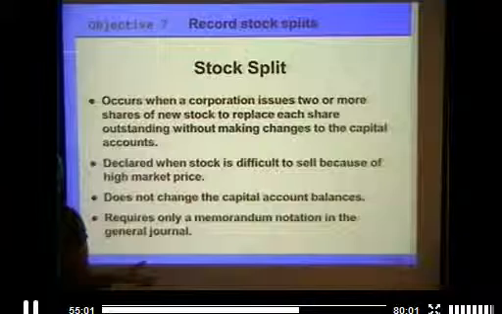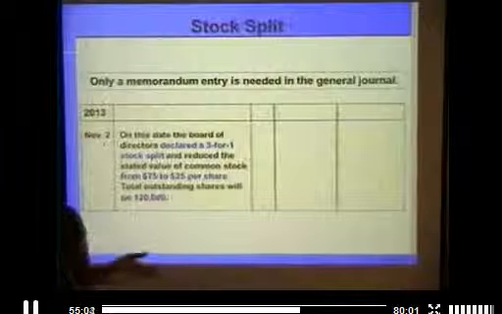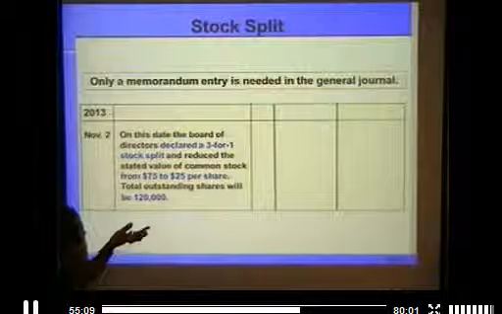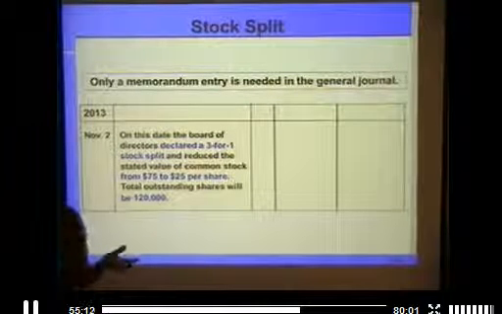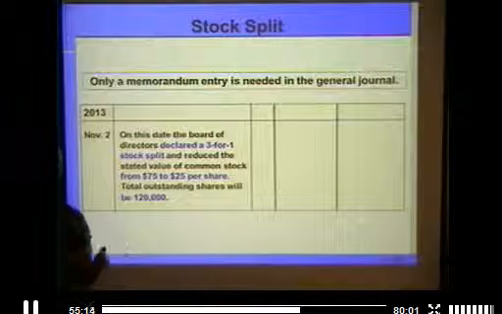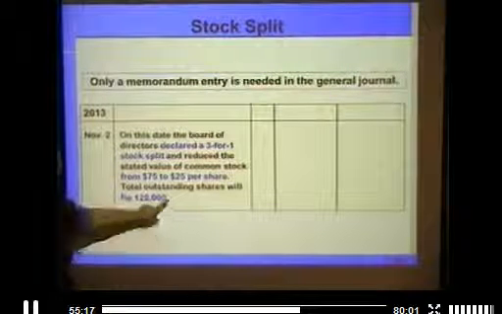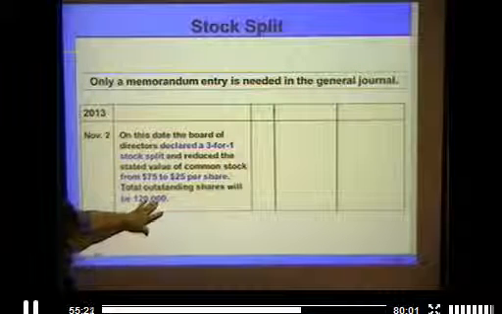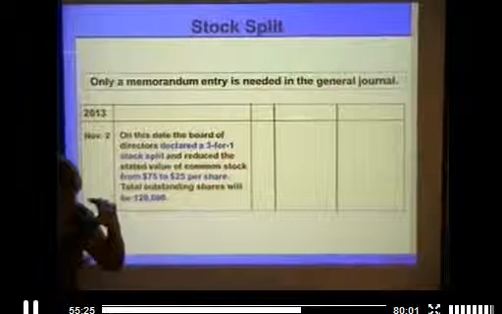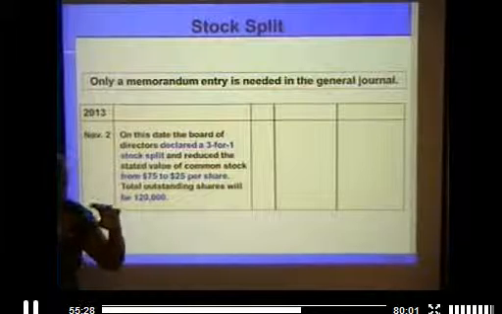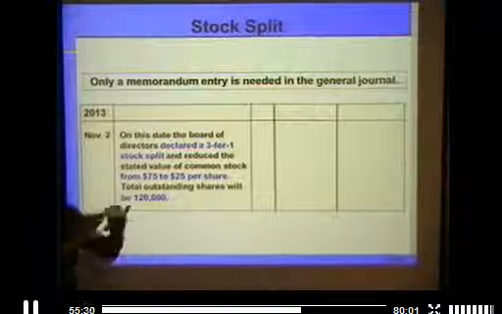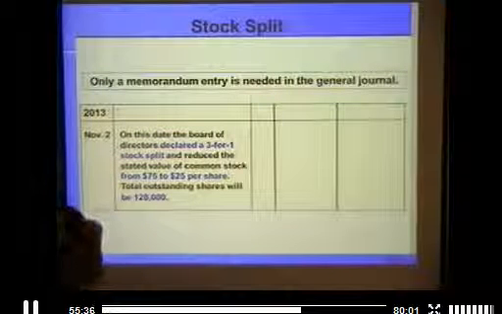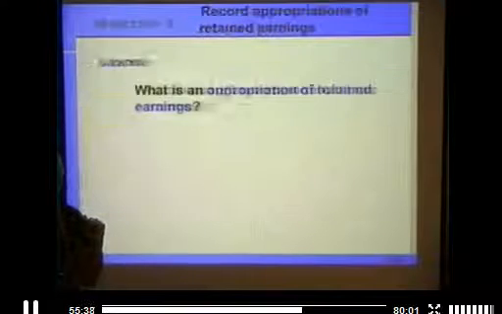It just requires a memorandum that says, on this date we declared a 3-for-1 stock split, reducing the stated value of the common stock from $75 to $25 a share. They've really cut it down there, haven't they? And instead of the 40,000 outstanding, now they have 120,000 shares outstanding. But it has to still be part of the amount of shares they have authorized from the beginning. You can't just add more shares. They have to have 120,000 shares authorized by the board in order to do it. Okay?